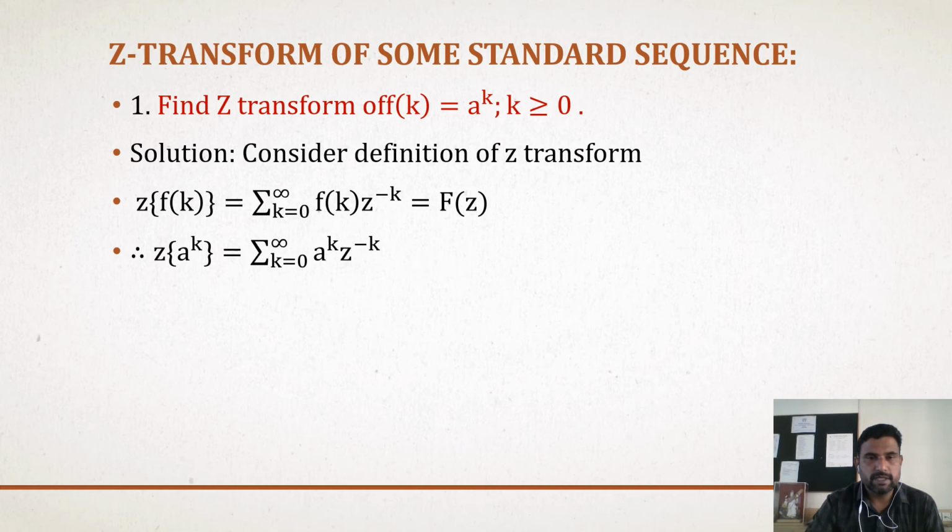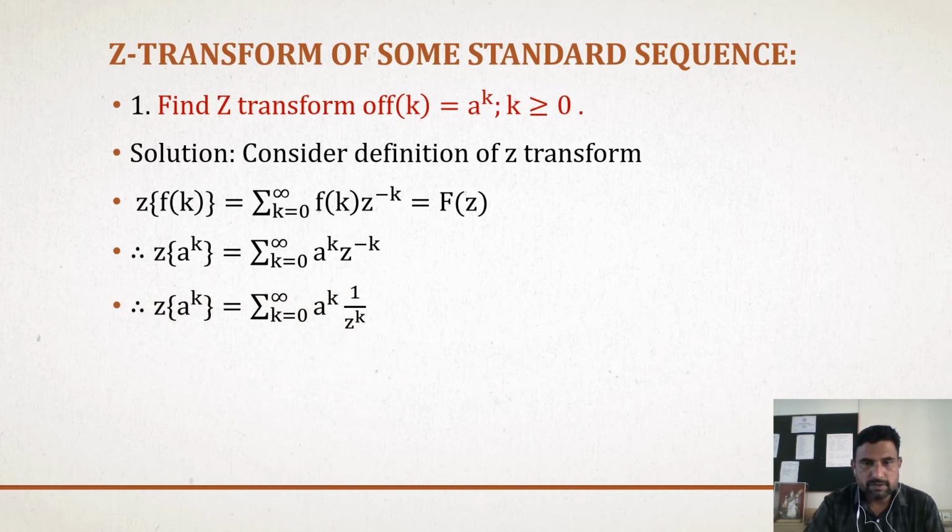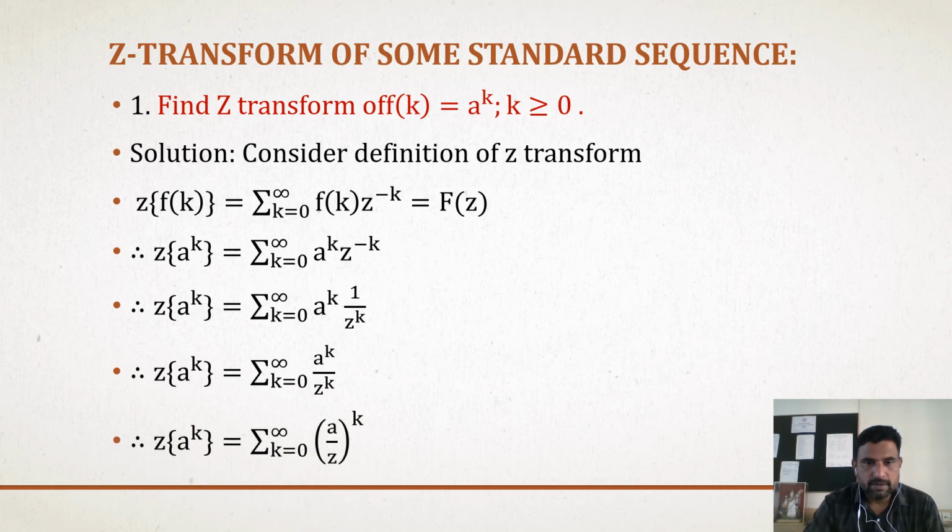So the z transform of a raised to k is the summation k equal to 0 to infinity of a raised to k z raised to minus k. Here both powers are k and minus k. So z raised to minus k is 1 upon z raised to k. Again combine a raised to k divided by z raised to k, and write down (a by z) raised to k. The z transform of a raised to k is the summation 0 to infinity of (a by z) raised to k.